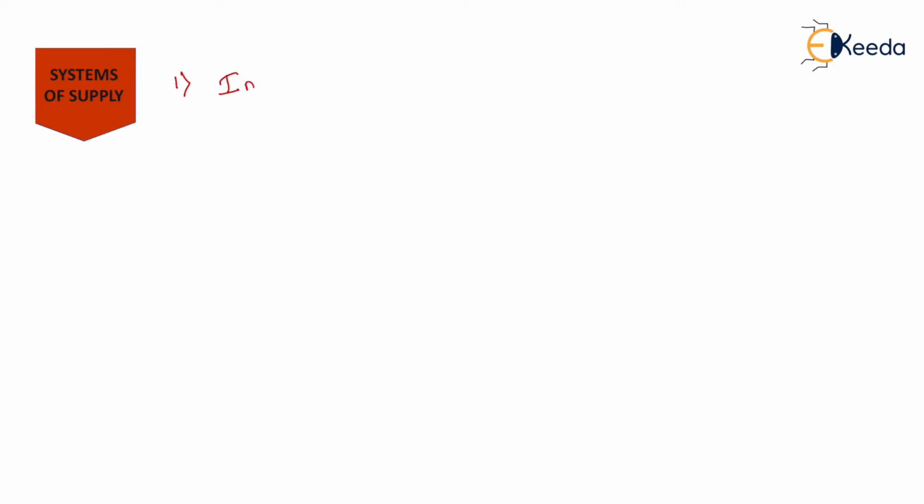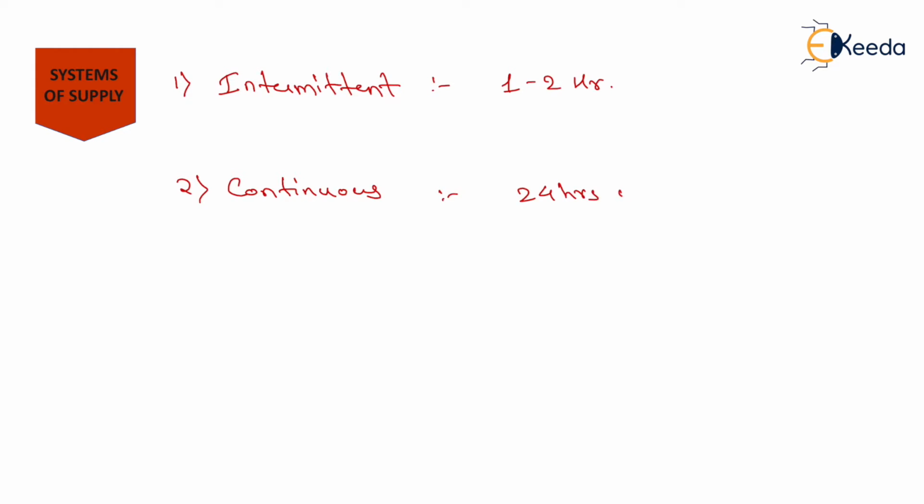Now the system of supply: we all know that there are two systems of supply. One is the intermittent system and the second is the continuous system. Okay, now in the intermittent system water is supplied to various households for a particular interval of time, that is for 1 hour or for 2 hours. For 1 or 2 hours the water supply will be there, but in the continuous system 24 hours water supply will be there. Okay, that will be the system of supply.